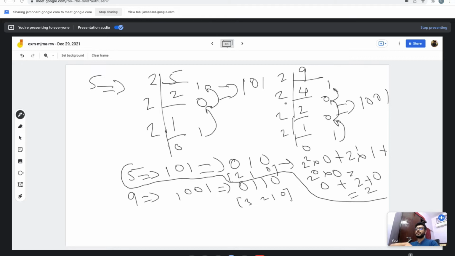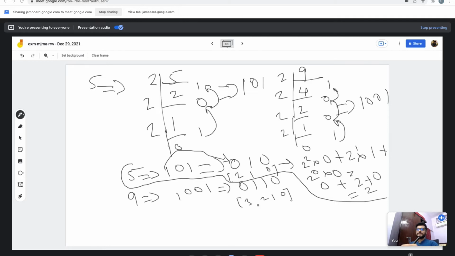Basically, what we did was, first we tried to find the binary representation of 5, which was 101. Then we just converted ones to zeros and zeros to ones, which gives 0 1 0. Then we converted 0 1 0 back to its decimal format by multiplying by the indexed powers of 2. So 2 raised to power 2 into 0 plus 2 raised to power 1 into 1 plus 2 raised to power 0 into 0, which takes us to 2.